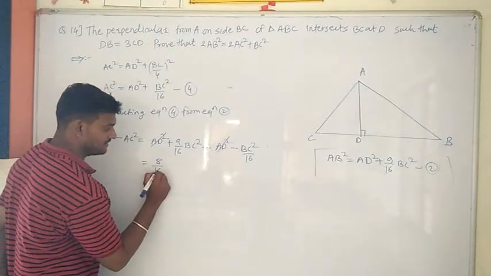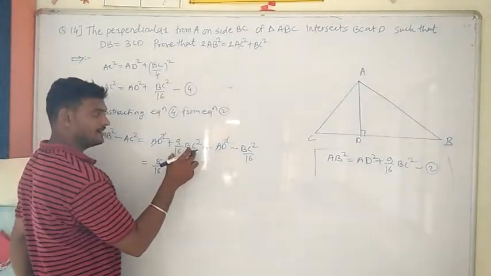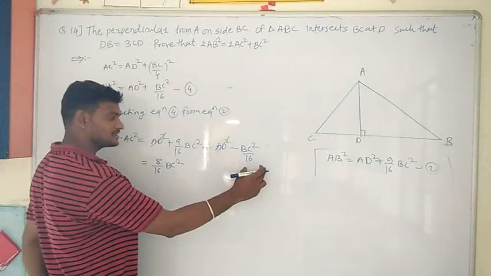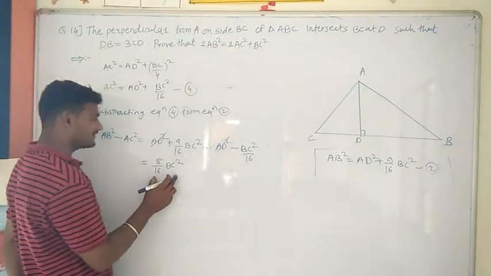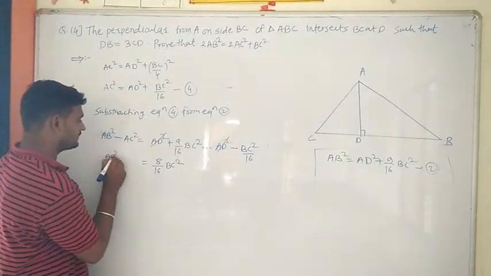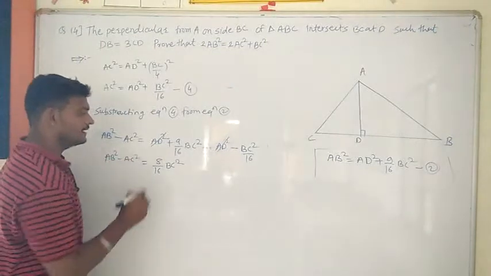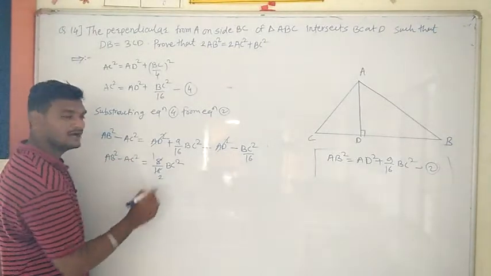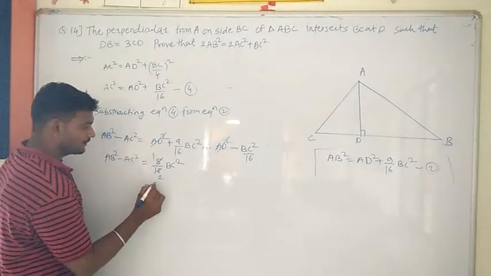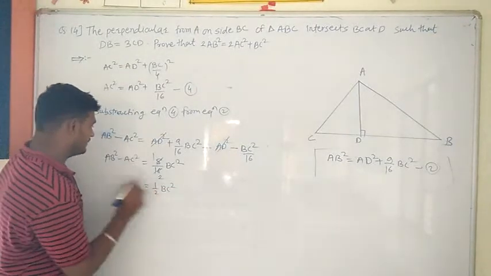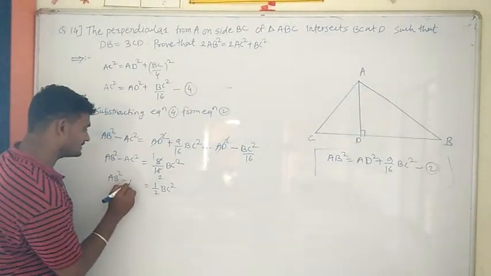8 by 16 into BC square. 9 by 16 BC square minus BC square by 16 is equal to 8 by 16 BC square, which is equal to AB square minus AC square. Now see here, 8 ones are 8, 8 twos are 16. We got 1 by 2 times BC square is equal to AB square minus AC square.